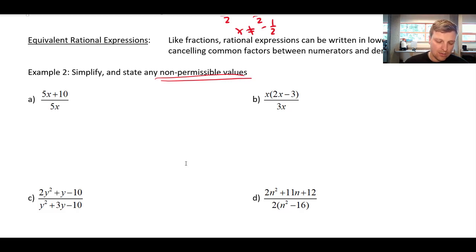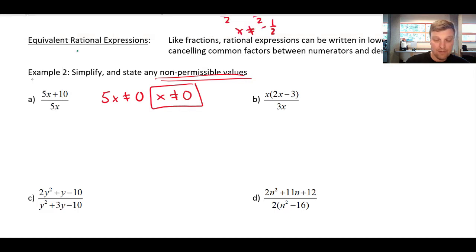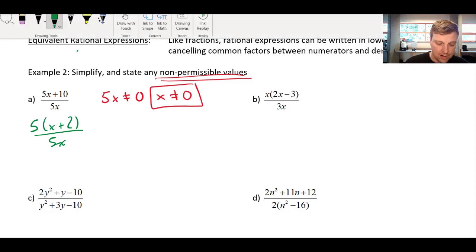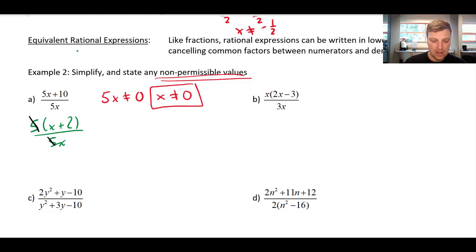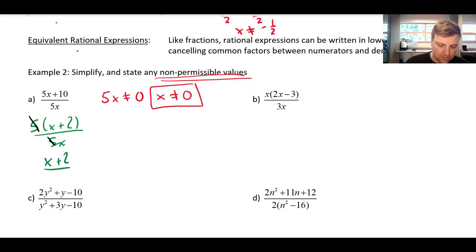So I can see here that right away I've got a situation where 5x cannot equal 0, which is really just another way of saying that x cannot equal 0. I'm not so much worried about the 5. But once I do that, now I can factor out anything from the top. For example, 5x plus 10 becomes 5 times x plus 2, and I'm going to divide that by 5x. I can see I have a common factor of 5 in the numerator and the denominator, and so if I cancel out that 5, I'm left with x plus 2 all divided by x.